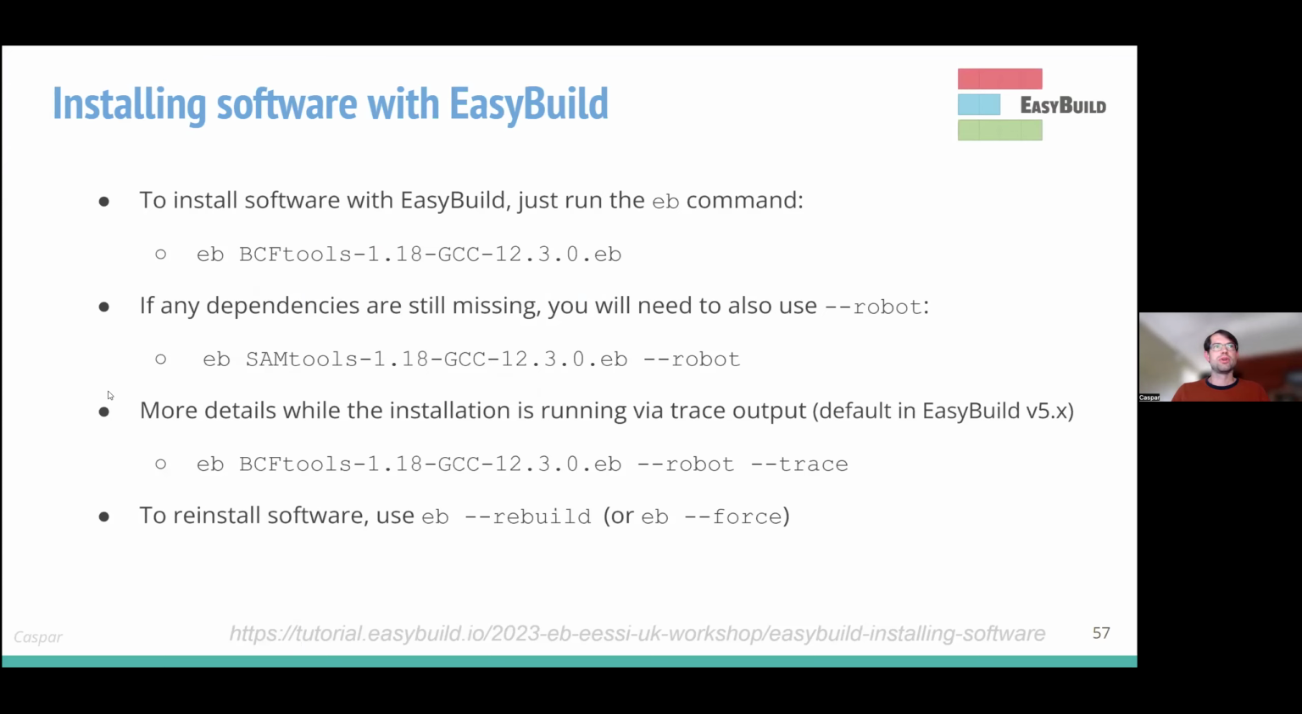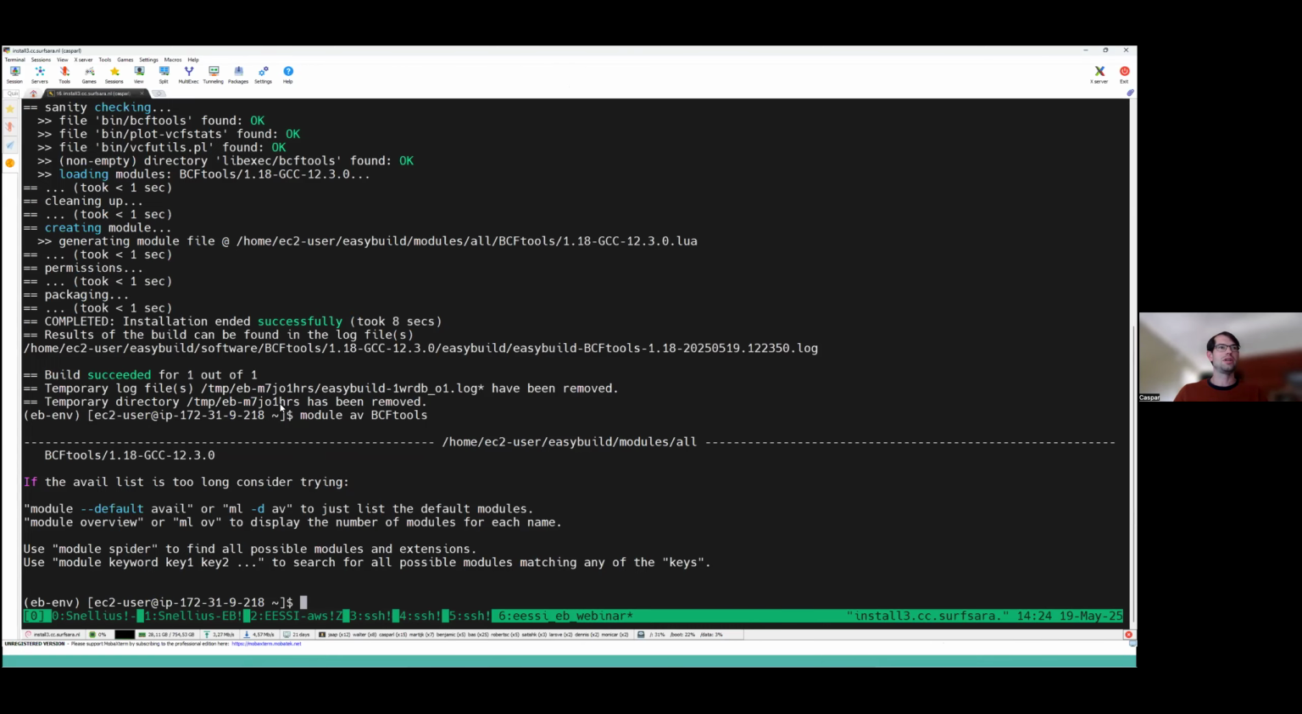Yeah, so let's try something else. Let's try SAMtools because now we didn't need the robot command, right? But SAMtools might actually need it. Let's see. The search you can also do with -S. That's a shorthand.